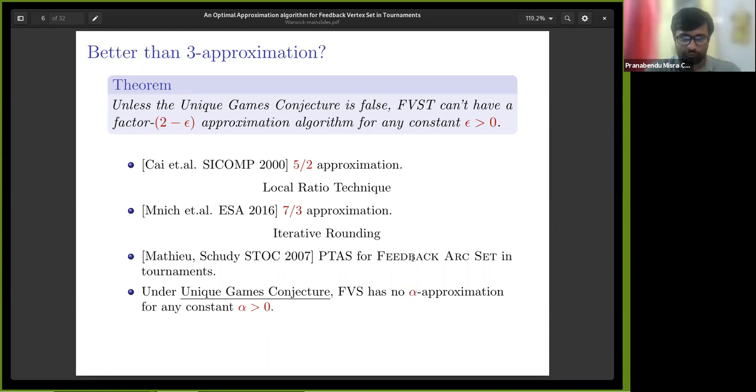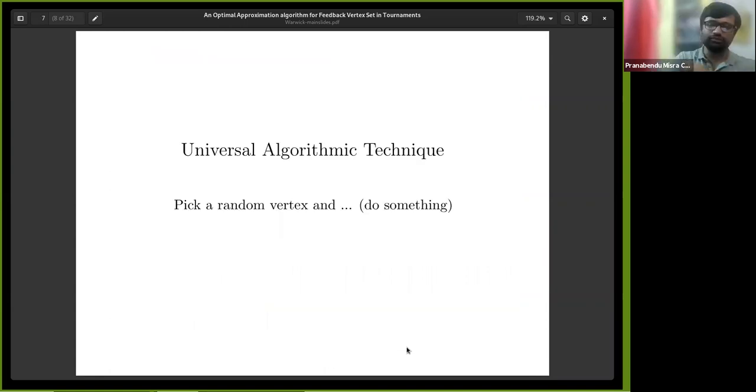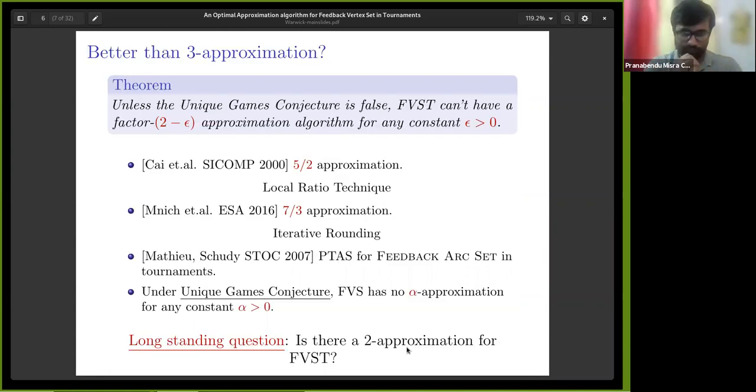One of the long-standing open problems in this line of research was: is there actually a 2 approximation algorithm for feedback vertex set in tournaments, or is there a better lower bound, right? And we answer this question in our work. We actually give a 2 approximation algorithm for this problem. This paper appeared in SODA 2019, and it was a joint work with Daniel Lokshtanov, Fahad Panolan, Saket Saurabh, Jayakrishnan Madathil, and Geevarghese Philip.